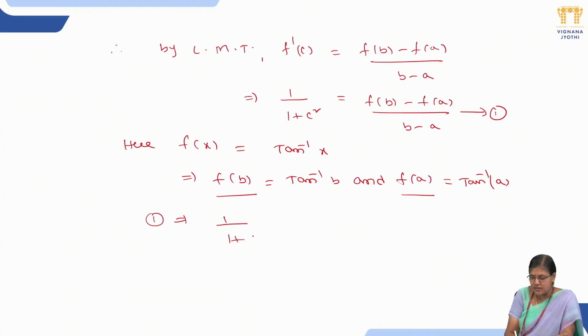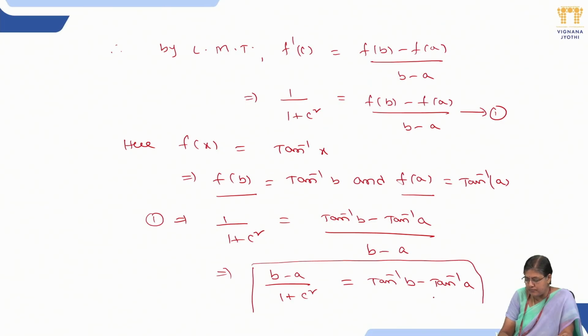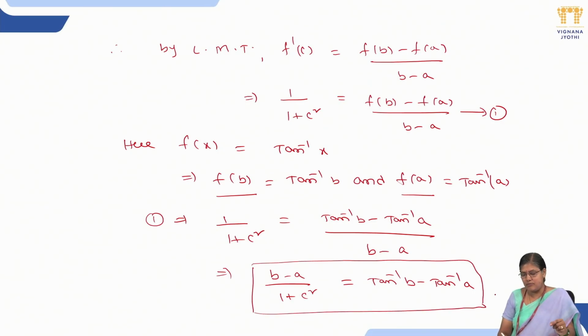1 by 1 plus c square is equal to tan inverse b minus tan inverse a divided by b minus a. When you are cross multiplying, we have b minus a by 1 plus c square is equal to tan inverse b minus tan inverse a.